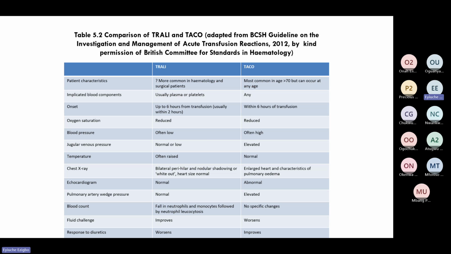For blood counts, there is a fall in neutrophils and monocytes followed by neutrophil leukocytosis, because the reaction involves neutrophils. After the initial reduction, the reduction in peripheral counts stimulates the bone marrow cells to release more cells into the peripheral blood. But for TACO, there are no specific changes. Fluid challenge improves TRALI but worsens TACO. Response to diuretics worsens TRALI but improves the condition for TACO.